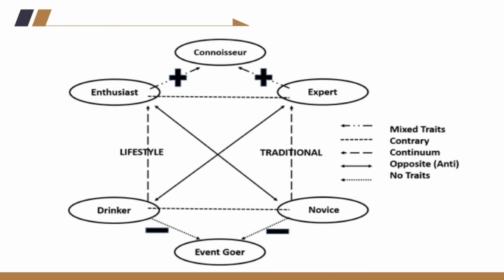And for their lifestyle, the enthusiast and the drinker, it is a lifestyle of a person. The expert and the novice, it is a traditional matter. While the novice and the drinker, it is an event goer. So as we can see, as a person, when we are going to talk about, for example, April J is a drinker person. So who is she? She is an event goer.